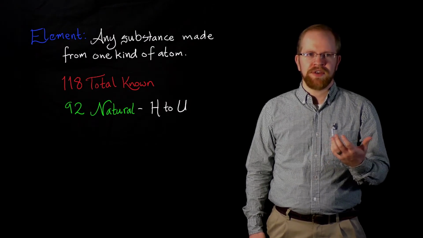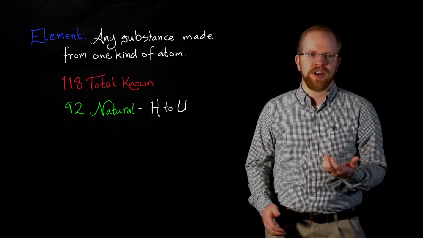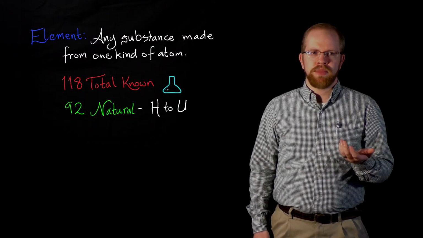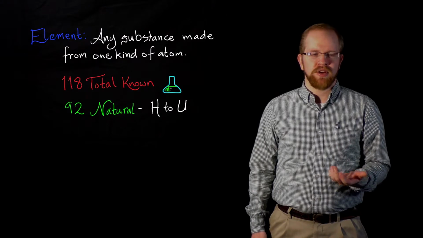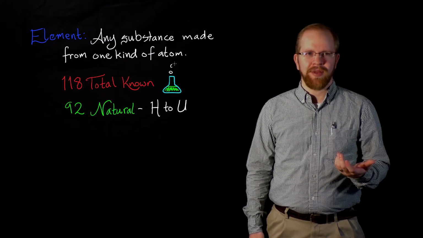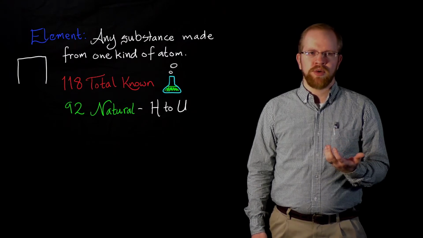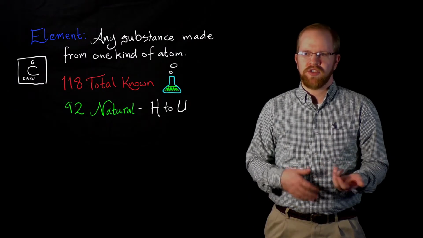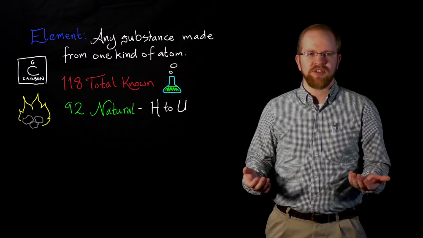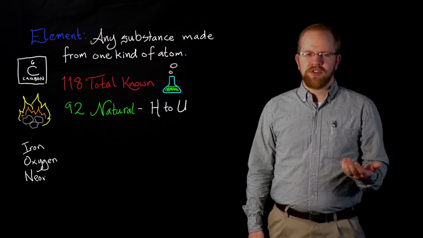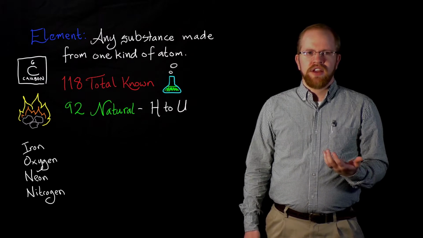92 of those can be found in nature, ranging from hydrogen out through uranium. The rest are made and studied in labs, but you're not going to find them in nature. They're too unstable. Some common elements that you've probably encountered or interacted with are carbon, which in its natural form is basically coal or diamonds. Iron, oxygen, nitrogen, neon, things like that.